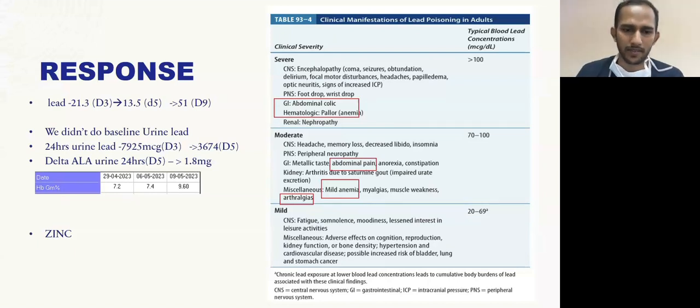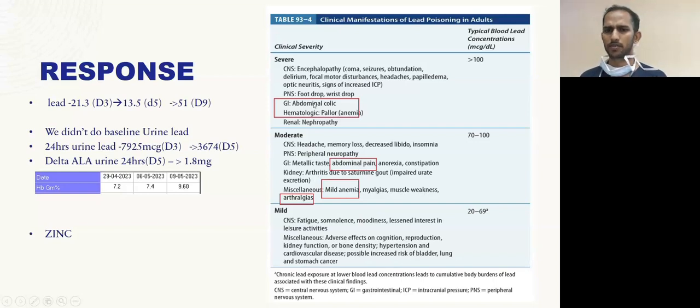The hemoglobin at presentation was 7.2. Post chelation it was 7.4, and in almost 3 to 4 days it became 9.6. At the same time, we supplemented folate, because he had a combined folate deficiency. We sent zinc levels, but the lab was not following it, so we kept him on prophylaxis anyway. So our patient had abdominal colic and anemia, which was a combination of folate deficiency and lead poisoning, and there was a rapid improvement.